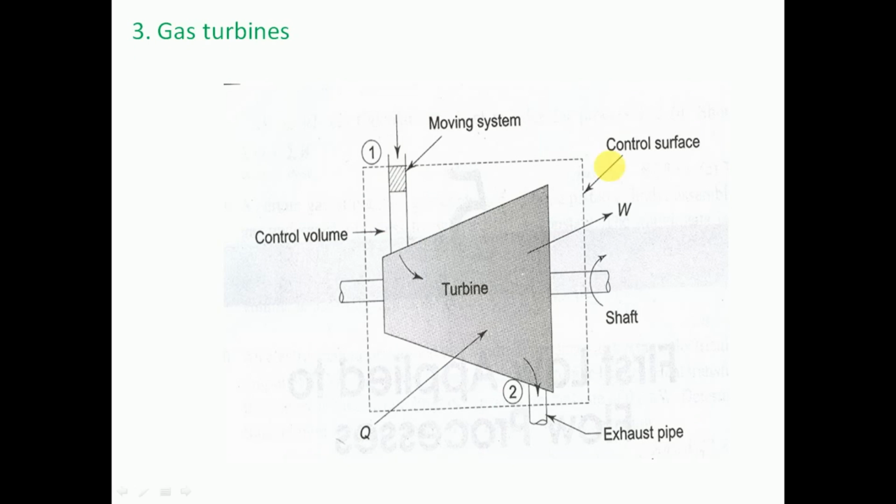The next example is a gas turbine. The gas at a higher temperature and pressure is supplied to a gas turbine, where the expansion of that gas takes place, converting the heat energy of the gas into mechanical energy. The shaft power is produced. That is another example of thermodynamics, where heat energy is converted into mechanical energy.